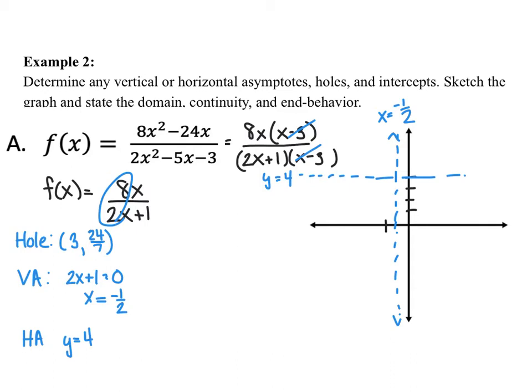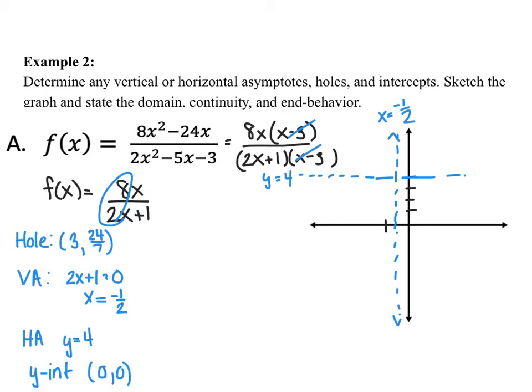So my y-intercept, of course, is obtained by plugging in 0 for x. So f of 0, if I plug that in, I get 0 in the numerator. So my y-intercept is at (0, 0). It's going to cross at the origin. An x-intercept is found when you let y be 0. So if I let y be 0, I would get 0 equals 8x over 2x plus 1. I'd multiply both sides by 2x plus 1, and I would just get 8x equals 0.